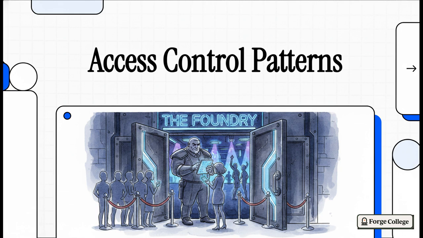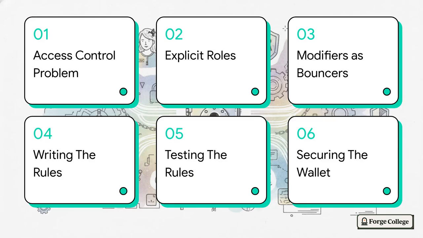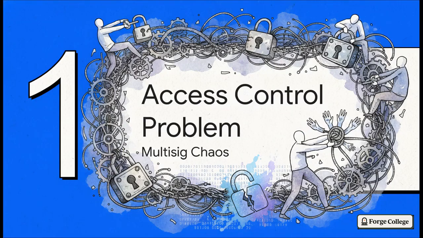Let's get into it. Here is the architectural blueprint for today. We'll start with the access control problem, define our explicit roles, set up our modifiers as bouncers, and then write, test, and completely secure the rules. Section 1. The access control problem.